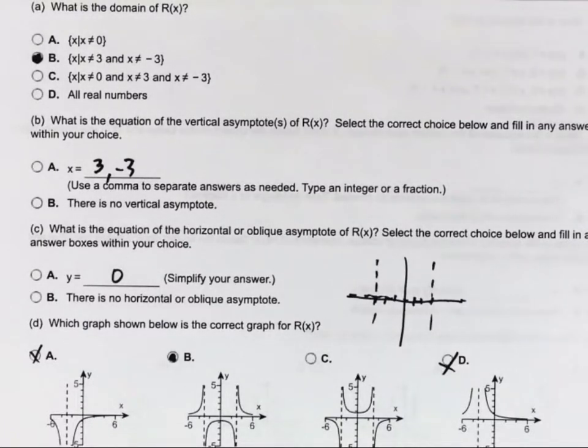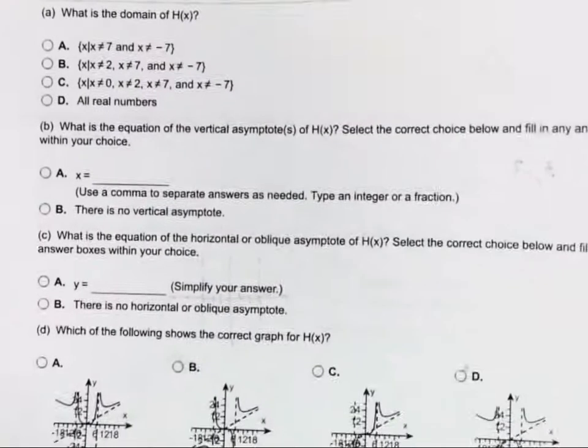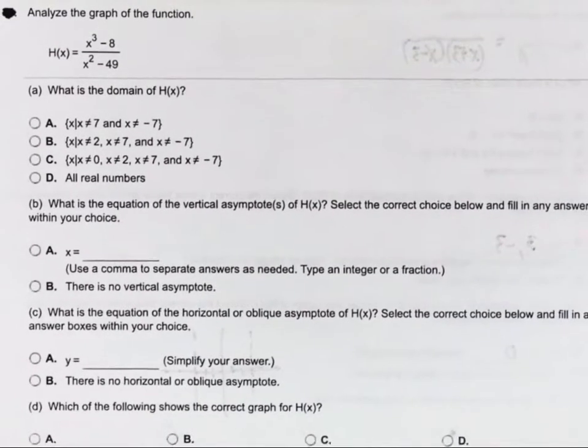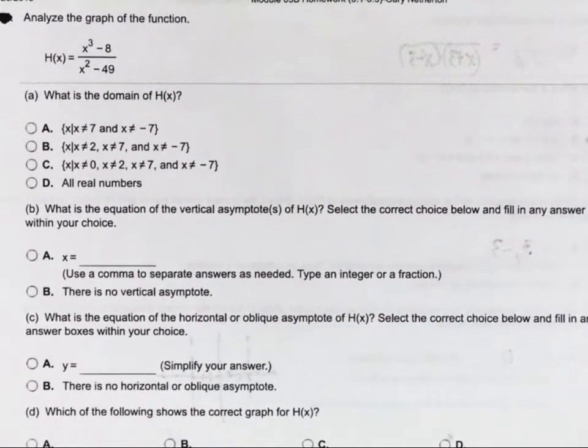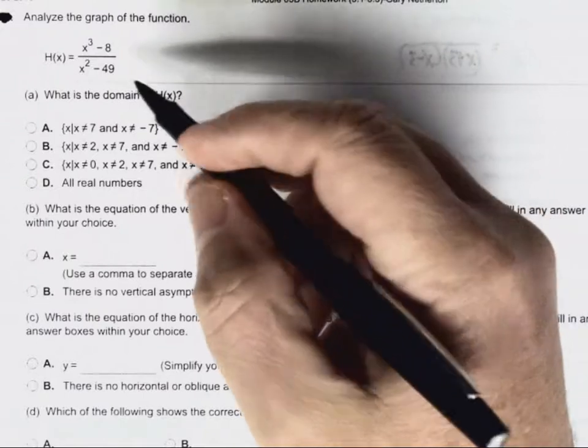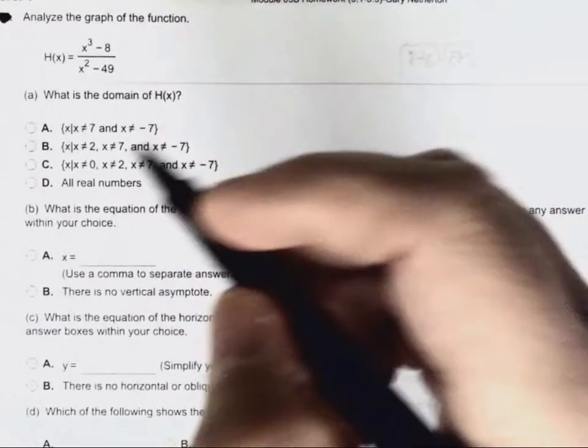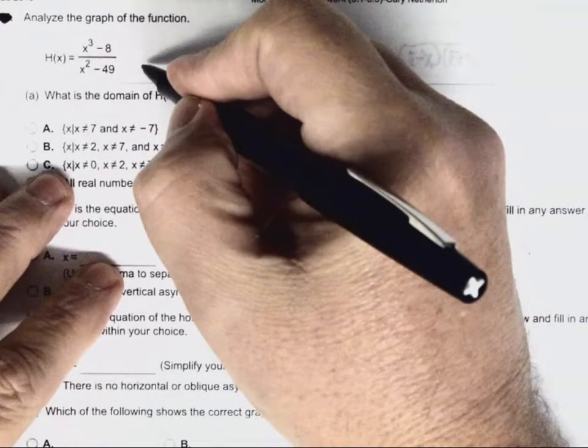All right, let's just do one or two more of these. Hopefully, once you understand, you realize that these maybe are not that difficult. All right, maybe this will be the last one. Starts out the same. Domain. I'm looking at the denominator. I need to factor this.